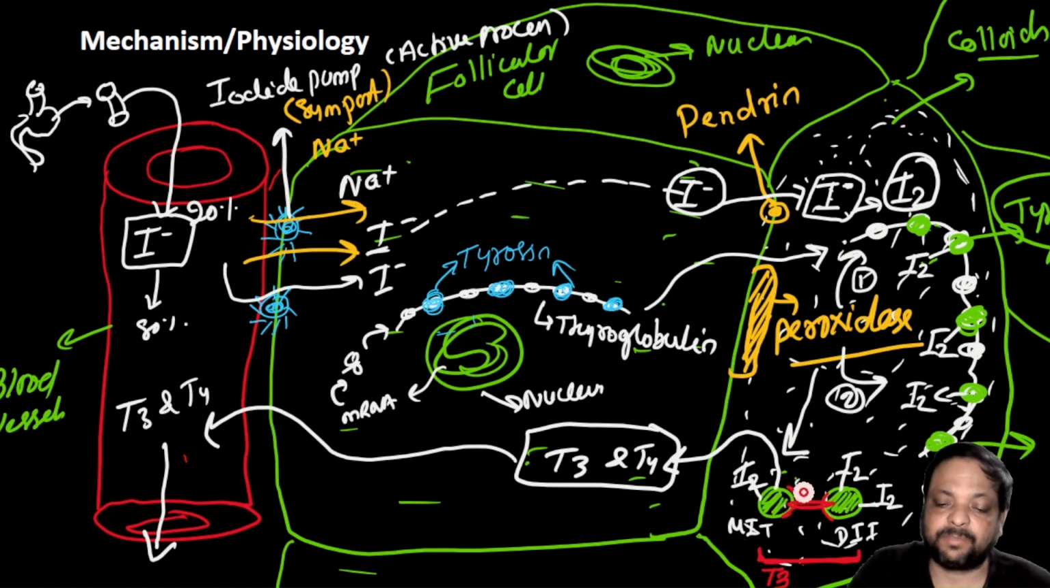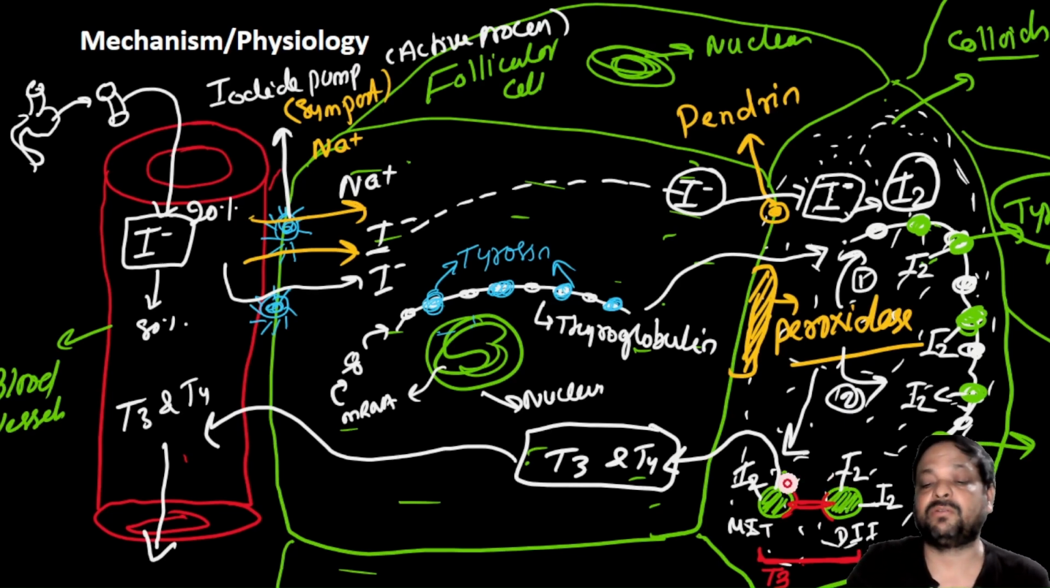For example, suppose this is tyrosine. If one iodine is attached, it is mono, and this is tyrosine. If two iodines are attached, it is called di. So we find monoiodotyrosine and diiodotyrosine. Got it? So these two different forms of iodinated tyrosine produced with the help of peroxidase, this process is called what? Organification. Got it?